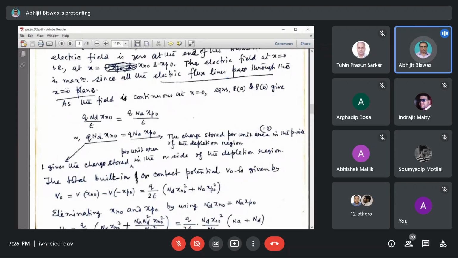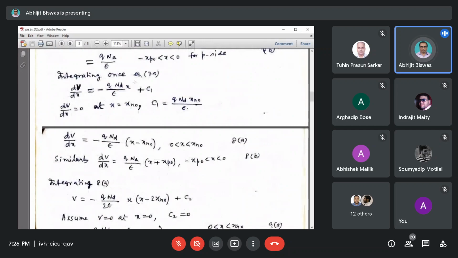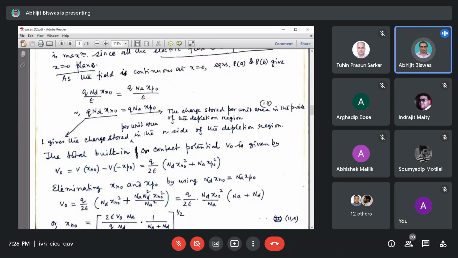So if we consider that the field is continuous at x equal to 0, that means here in equations 8a and 8b, you put dV/dx equal to 0, and the field is continuous. You put x equal to 0 and equate these two fields, you can get this relationship: q Nd into Xn0 is equal to q Na into Xp0.